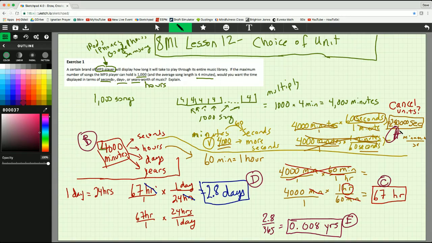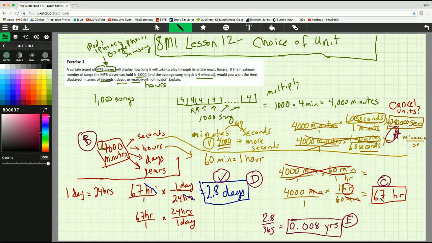Well, if you told me something was 240,000 seconds, I might have a hard time understanding how much time that really is. If I started playing now, how long would it go? I don't really know. Same thing with 4,000 minutes. I don't really know how long that is. But I do know how long 2.8 days is. If I started playing on Friday, it might be done on Monday. I could play almost a weekend's worth of music and almost another day. That's a lot of music.